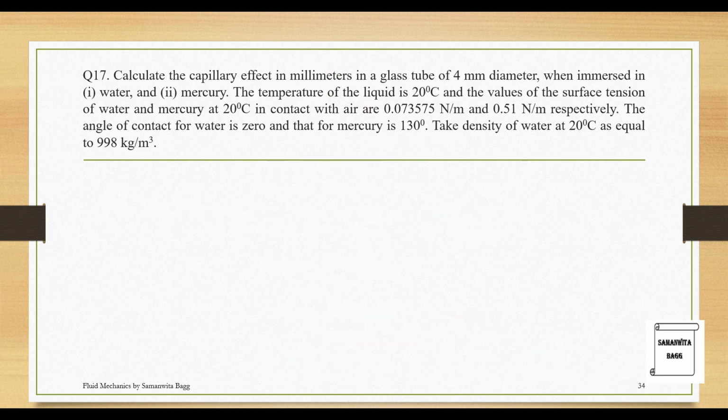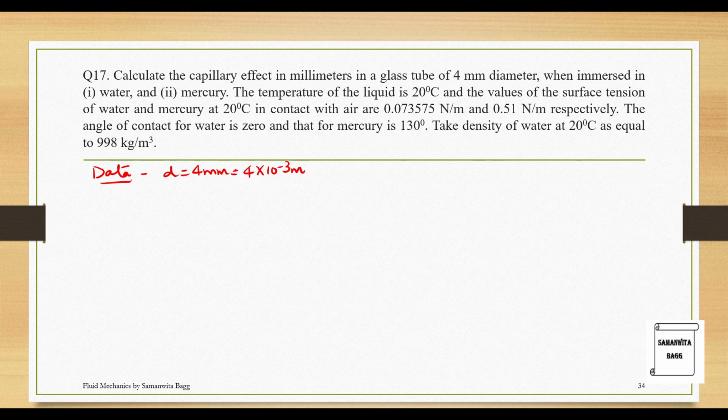So that completes one numerical. Now let's go to another one. Calculate the capillary effect in millimeters in a glass tube of 4 mm diameter. Again, the value of diameter is given, that is 4 mm. This is 4 into 10 raised to minus 3 meters when immersed in water and mercury.